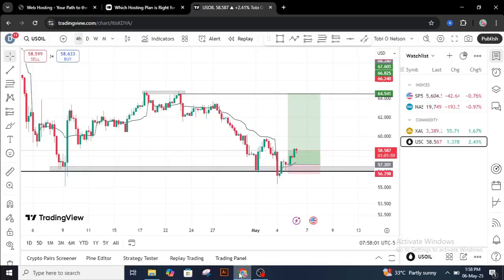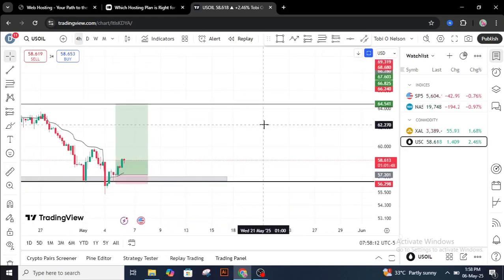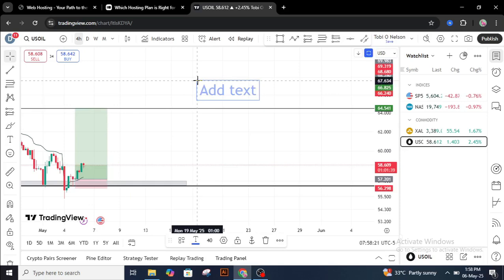So let's go to my computer screen and let me show you how to swing trade the proper way. All right, guys. So this is my computer screen. Basically, there are three things that you need to check out before you take any trade as a swing trader. The first thing is you want to identify the trend.